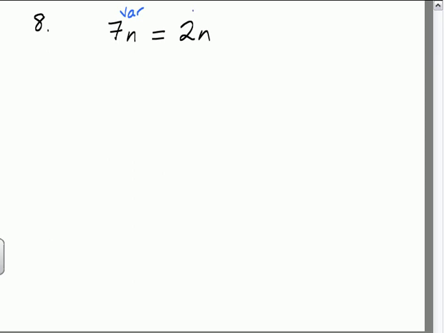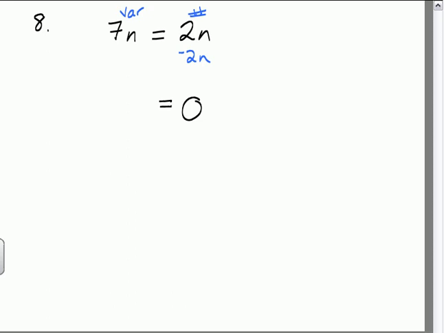So how are we going to get this 2n out of this side? Well, what's being done? Nothing's being done to it, but what can we do to undo that? Well, remember, when you want to move whole terms, you add or subtract them. So what happens if we subtract 2n? Does that get rid of all of the n's on the right? Yeah, because what do we have left on the right? We have 2n minus 2n is 0.